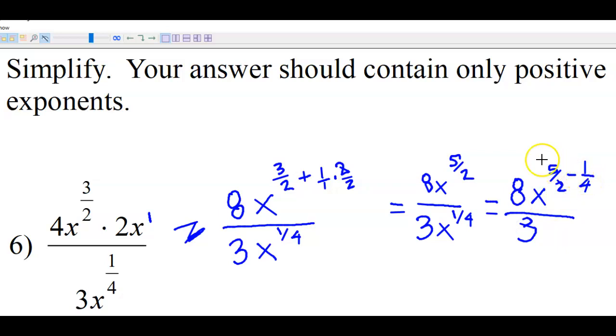So 5/2 minus 1/4. Here I would have to multiply by 2 over 2 in order to get that common denominator. So that would give me 10/4 minus 1/4. And so the exponent on x on the top here is going to be 9/4. So we've got 8x to the 9/4. If I could reduce 9/4, I would, but it won't reduce, over 3.